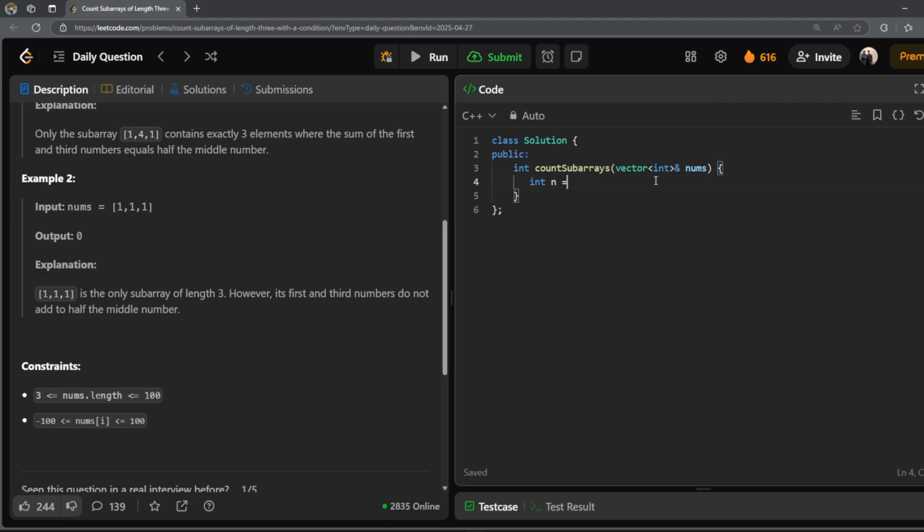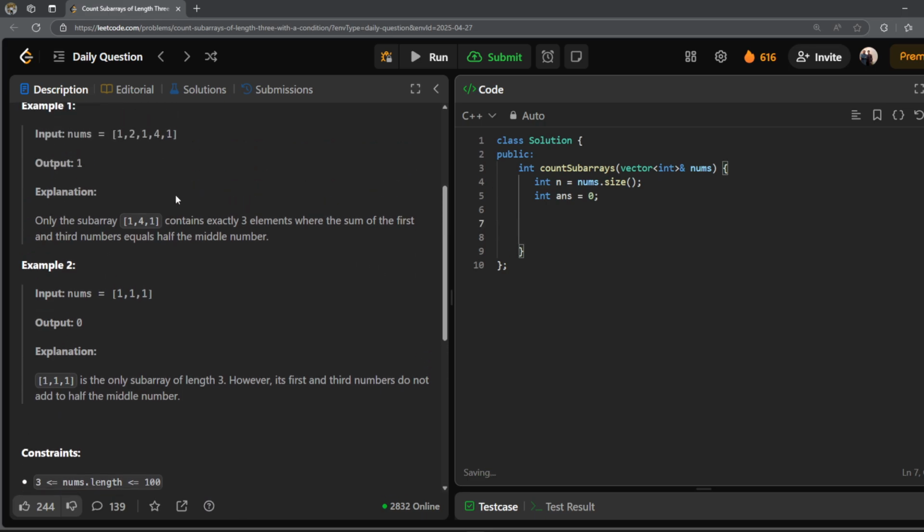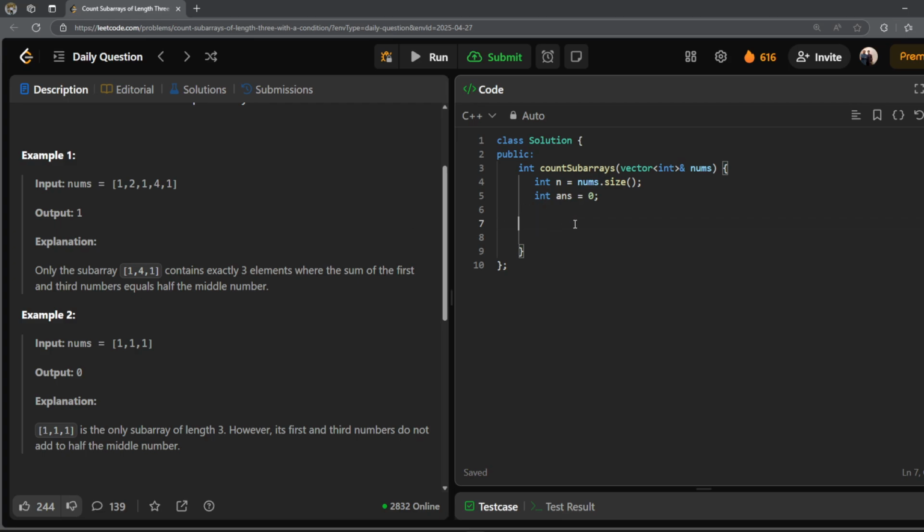So I'll just calculate nums.size real quick, and I will initialize the answer as 0. What I'm going to do is literally the easiest solution which anyone would come up with, right? I will iterate through all the possible subarrays, starting from 0 and going till n minus 2, because I am iterating in pieces of 3.